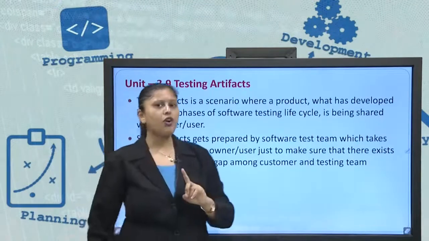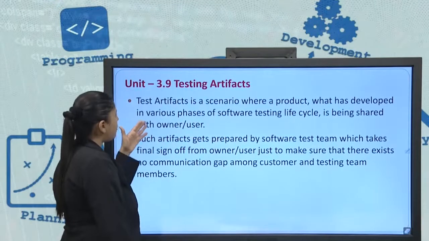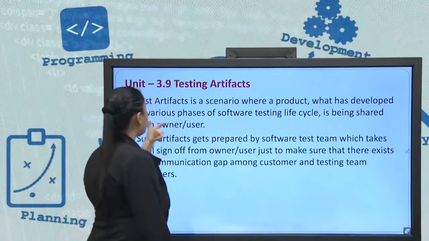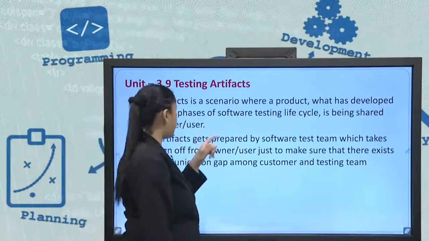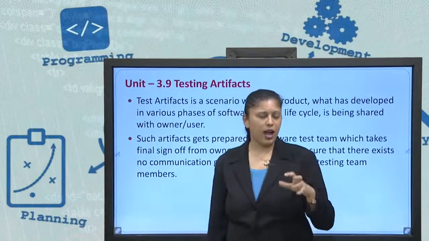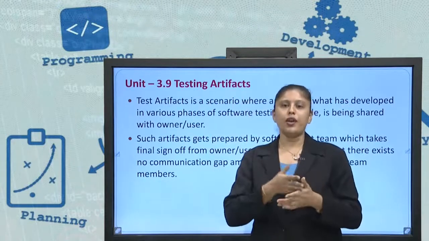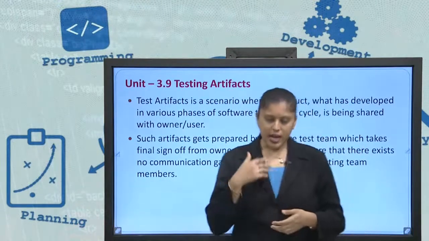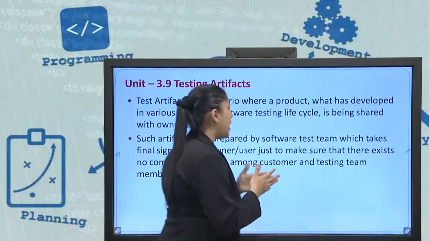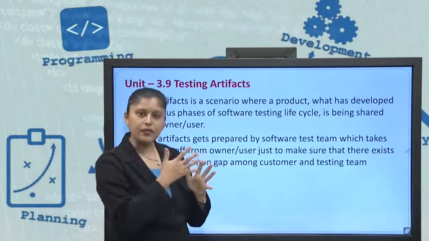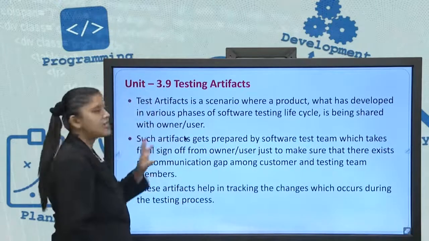Now the last topic of this unit is test artifacts, alright, and it is one of the easiest ones. It says a test artifact is a scenario where a product that was developed in various phases of the software testing lifecycle is being shared with an owner or a user. It is a kind of real picture where whatever is developed inside my software, whatever functionalities are there, I share that software testing life cycle and these scenarios with my end users or my owners, then it is called artifacts.